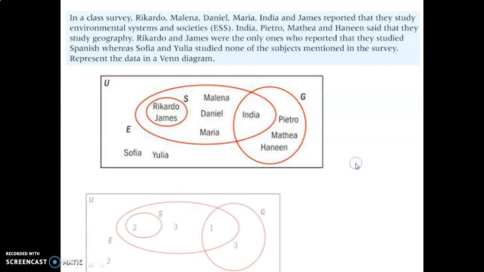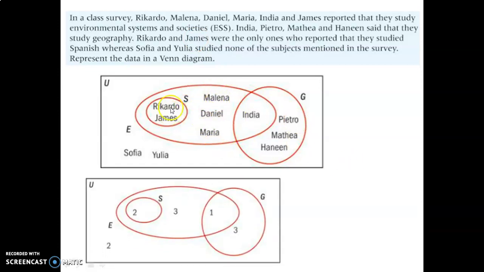In that last lesson we noted that rather than listing all the potential things within each set, it's sometimes better just to give the numbers. So here we had 2 people, so we put a 2 here. And here we have 3 people, so we put 3, and so on. So let's use this diagram to try a problem.